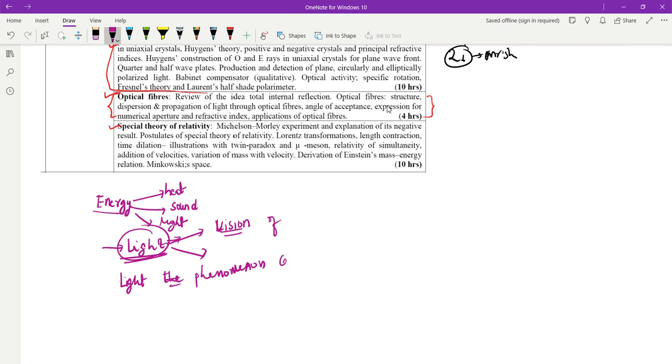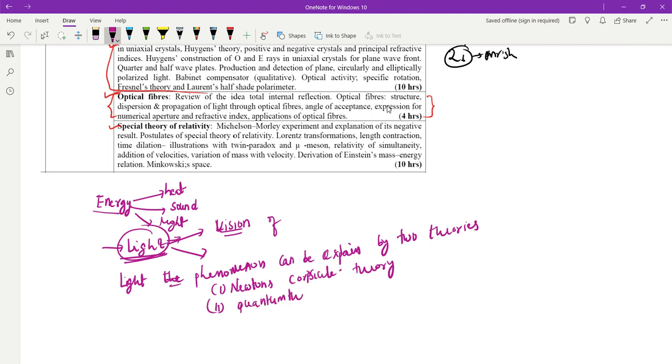Light phenomenon can be explained by two theories. The first theory is Newton's corpuscular theory, and then the quantum theory of light. You can ask, sir, which theory is complete? I would say both theories are incomplete and both theories are complete. Because with the help of Newton's corpuscle theory, a few phenomena can be explained.